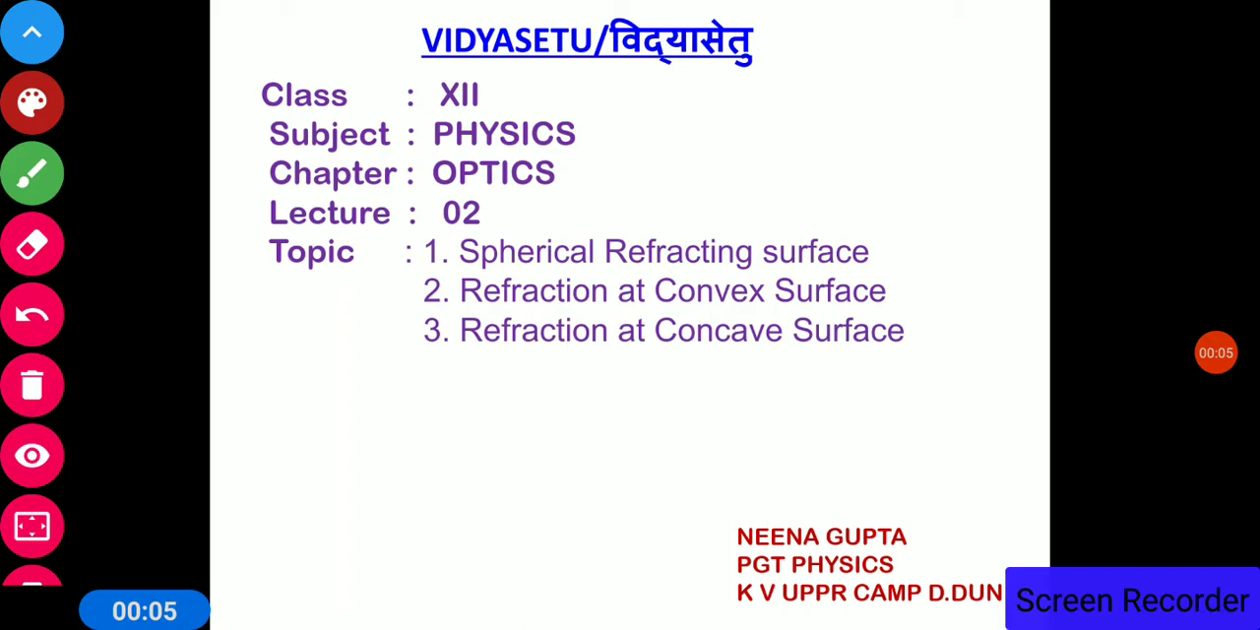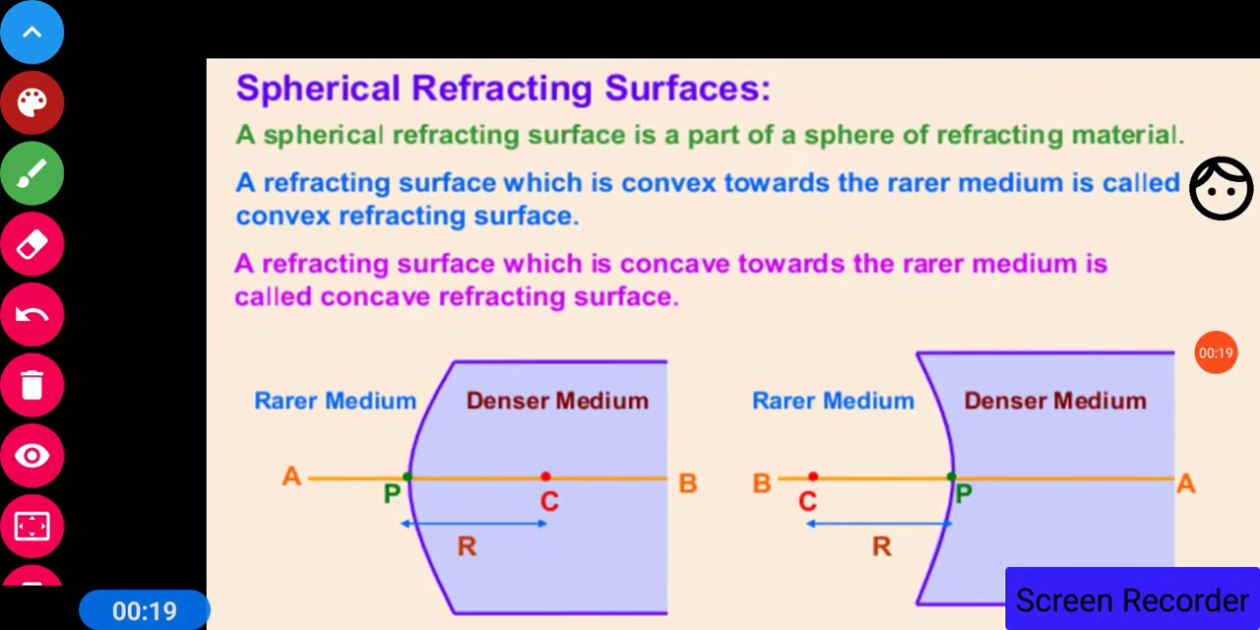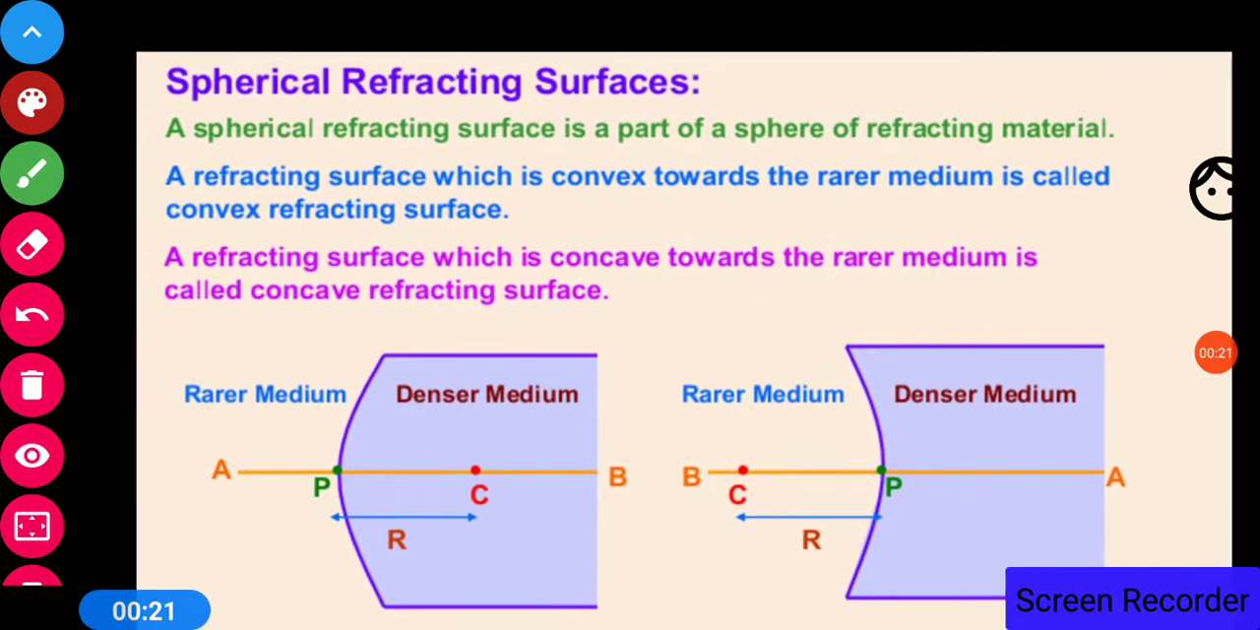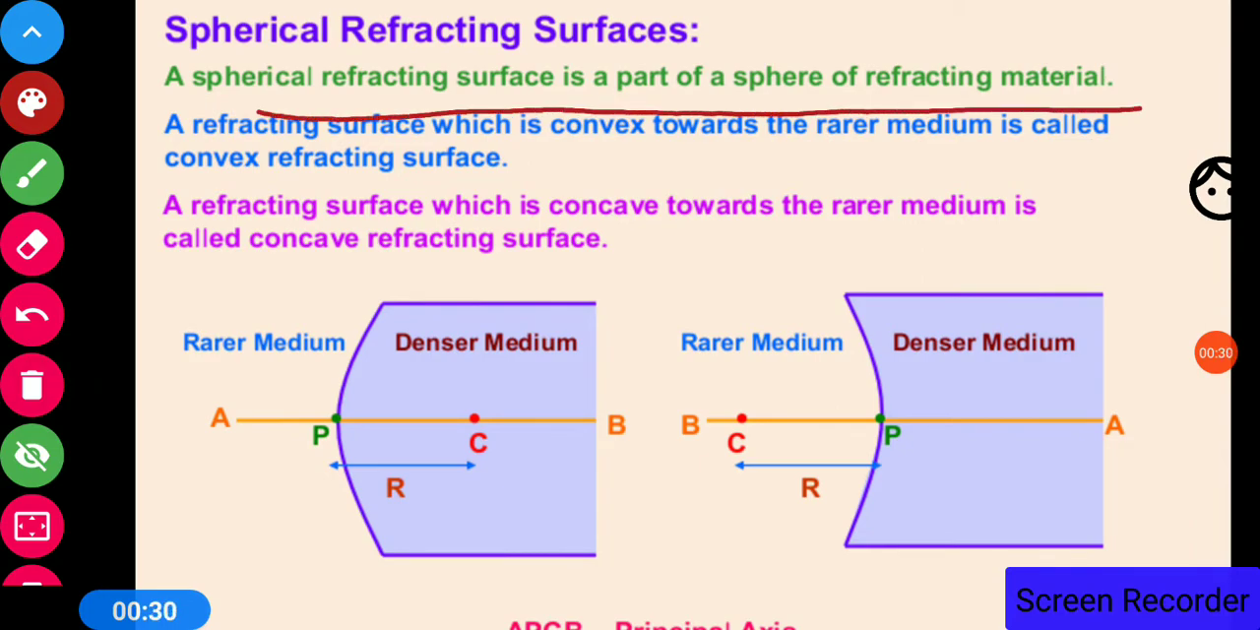Now, in today's lecture, I am going to cover the topic spherical refracting surface, refraction at convex surface, refraction at concave surface. Now, let us understand what is spherical refracting surface. Spherical refracting surface is a part of a sphere of refracting material.